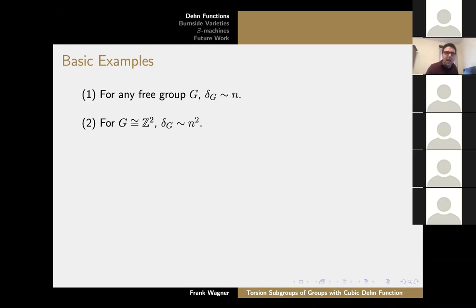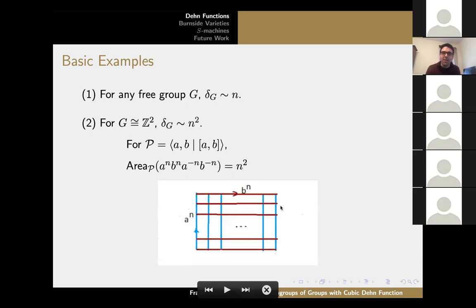For Z squared, it has a quadratic Dehn function. An easy example to see this is if we take the natural presentation of Z squared with our nice commutator there, and we look at the n by n square in this, then the area is going to be n squared, whereas the length of this word is linear in n.